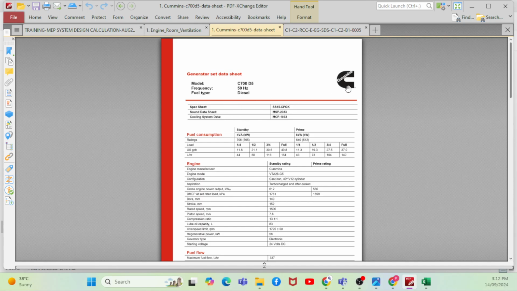Say, for example, one of the manufacturers, Cummins, and you can see the generator data sheet model, and you have a standby rating, you have a prime rating, right? I will explain to you later what is standby and what is prime and what is continuous.